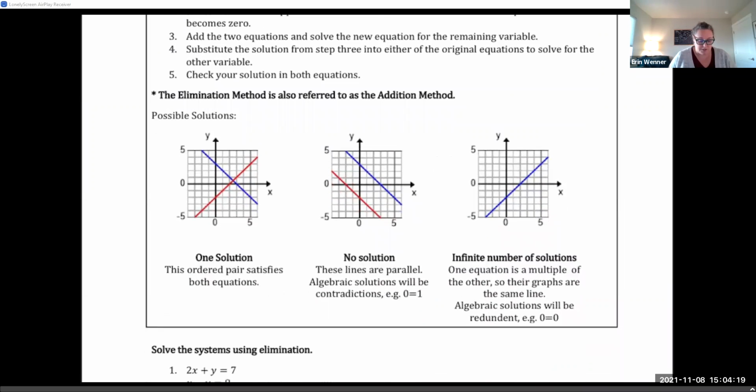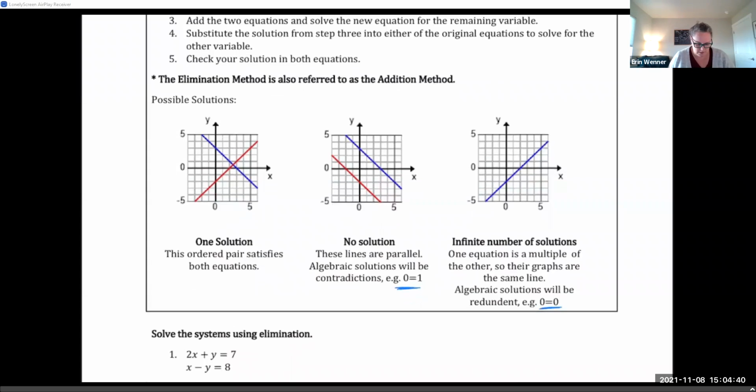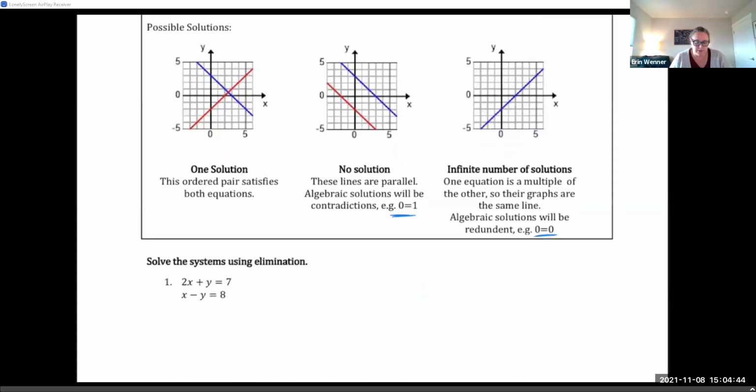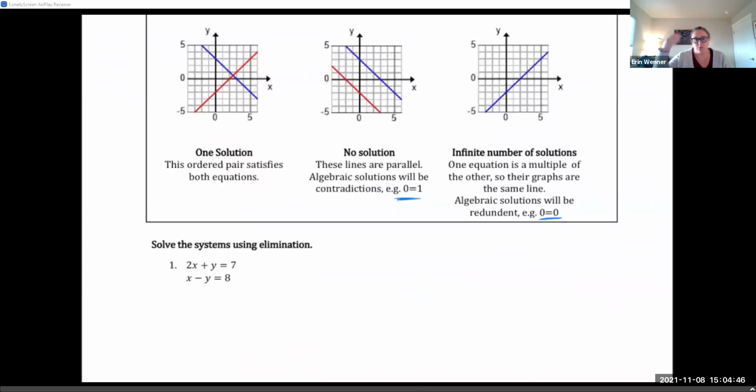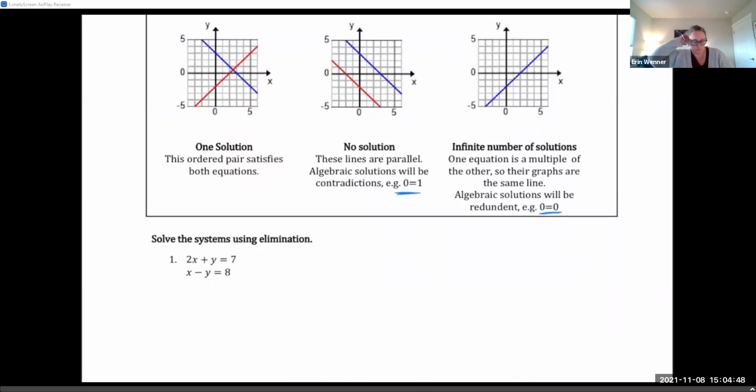Again, possible solutions. We get one solution, a nice ordered pair. Or we can get no solution, where we'll get a contradiction like 0 equals 1. Or we can get infinite solutions, where we get something redundant like 0 equals 0, 1 equals 1, 2 equals 2. Again, this is one of those things where it makes more sense to just do it than try to read through the steps.